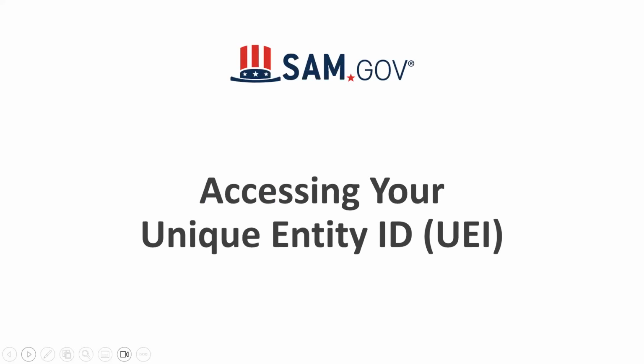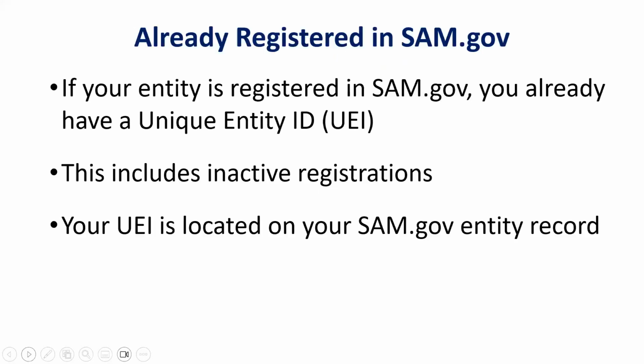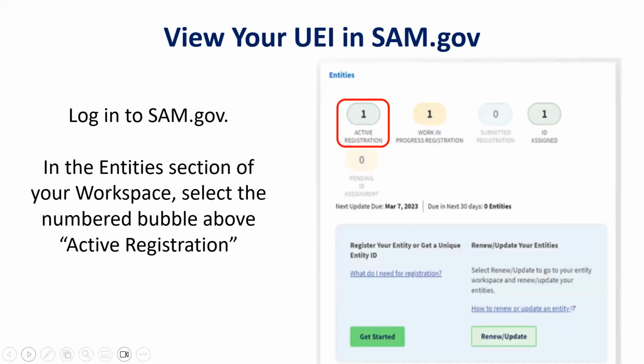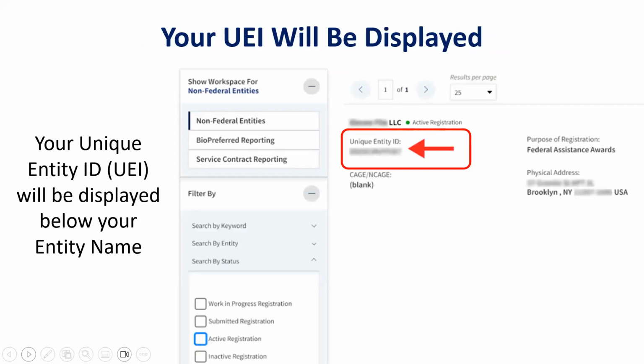We are now going to review how to view your UEI if you are already in SAM. If your entity, your business or nonprofit, is registered in SAM.gov, you already have a UEI. This includes inactive registrations. Your UEI is located on your SAM.gov entity record. Log into SAM.gov. In the Entities section of your workspace, select the numbered bubble above Active Registration. Your UEI will be displayed below your entity name.